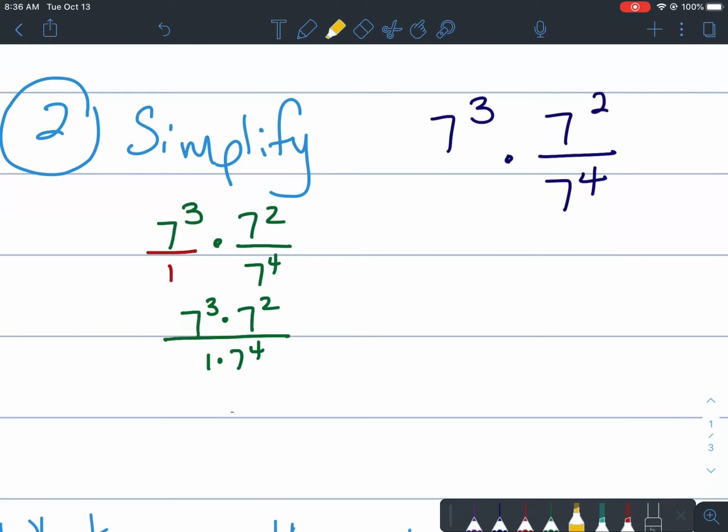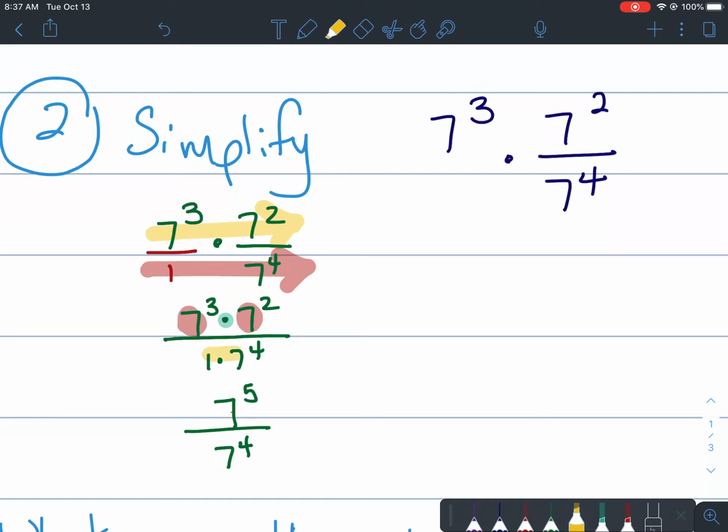All we're doing is multiplying fractions. We multiply the numerators, then we multiply the denominators, and then we can simplify. So now when we're looking at this question, we see 7 to the third times 7 squared. We see that there's multiplication. We see that the bases are the same. That means we can add the exponents. So now we're left with 7 to the fifth divided by 7 to the fourth.